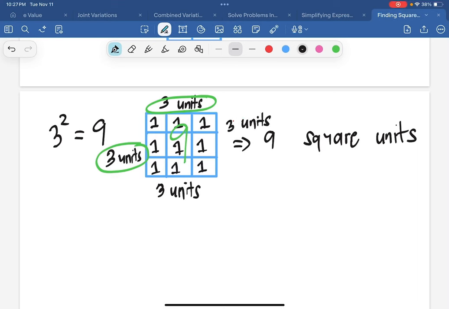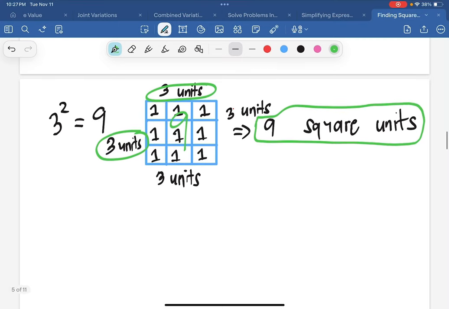And don't forget that when we are talking about the space inside of a 2D object, its label should always be in square units. Again, it depends on the measurement. It could be meters, kilometers, or whatever. As long as you're not given a certain metric or measurement, just write square units. But if we're only talking about the length or the width, just write units. And I hope that's clear.